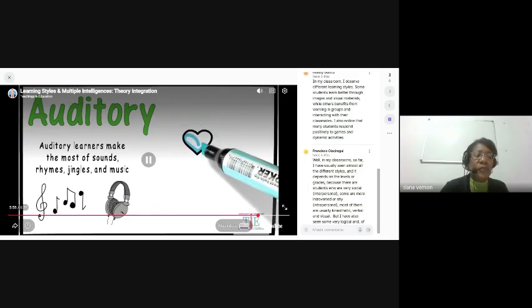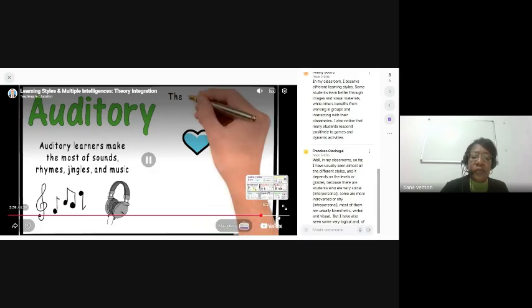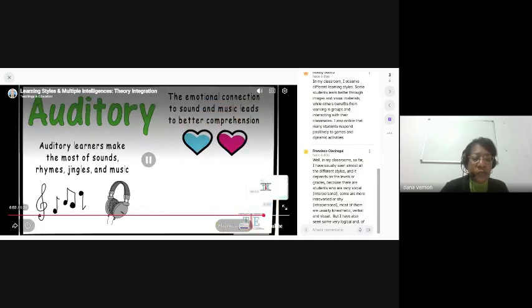Now, anyone who loves music understands that music at its best creates an emotional connection. The emotional connection to sound and music leads to better comprehension.